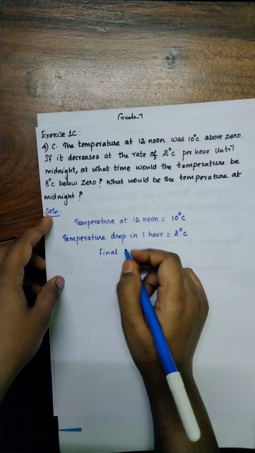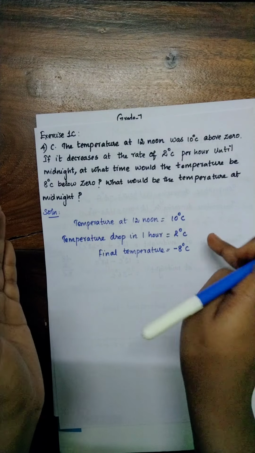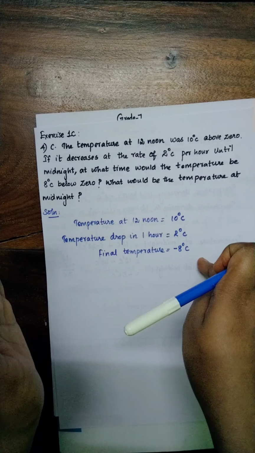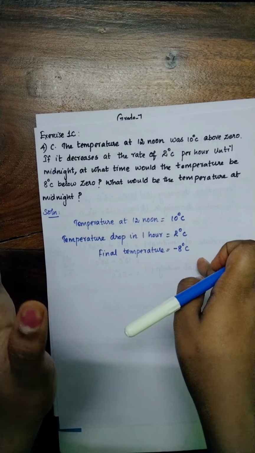Initially the temperature starts from 10 degrees Celsius, then it decreases 2 degrees Celsius per hour. Then our final temperature is minus 8 degrees Celsius. We are going to find the exact time at which the temperature would be minus 8 degrees Celsius. Understand? Same as before, we are going to follow the number line.